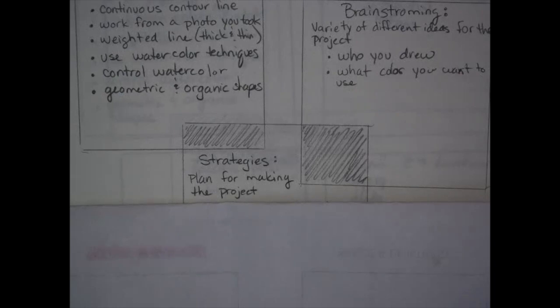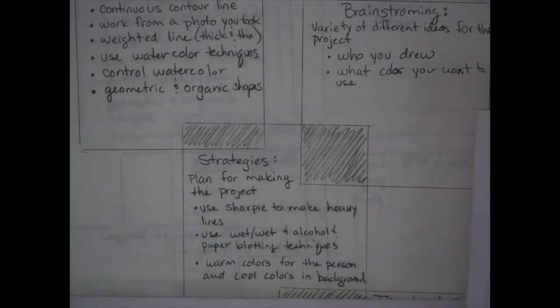One of my plans for the project: I planned to use the Sharpie to make heavy lines. I also planned to use wet on wet, the alcohol, and the paper blotting techniques. You probably used different techniques. You would want to write down what your plan was. I also had planned to use warm colors for the person and cool colors for the background. You may have chosen to just do random colors throughout the entire project.